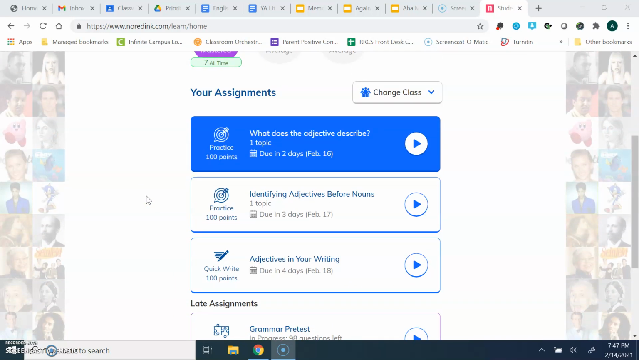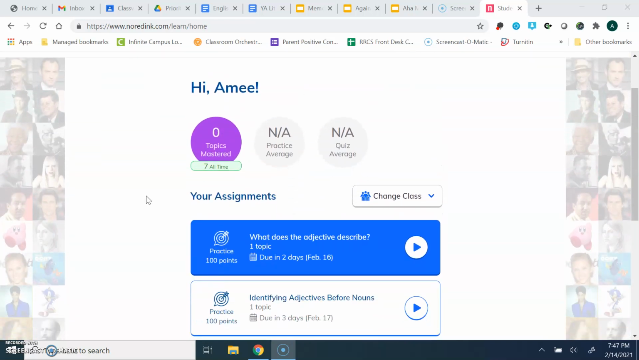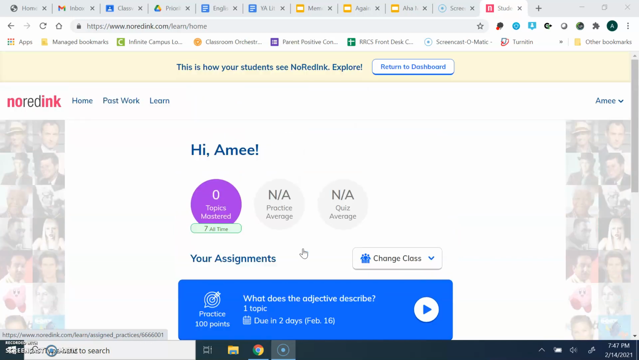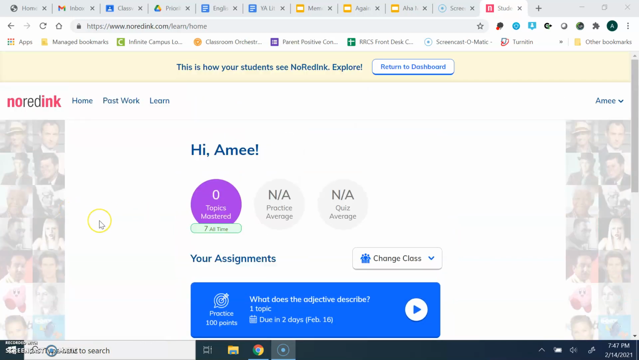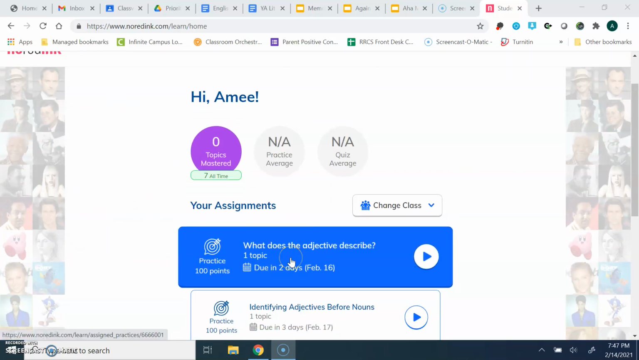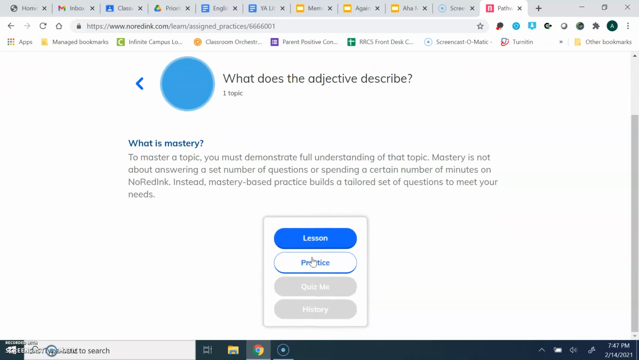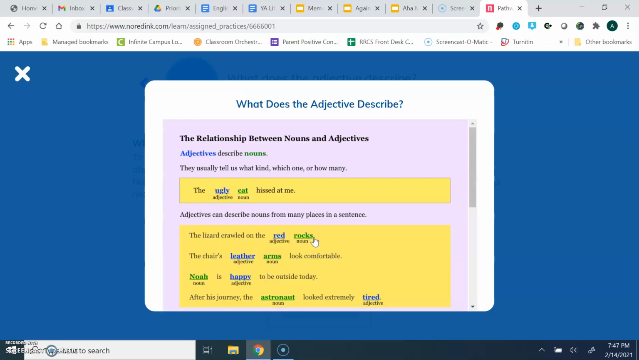All right, today's assignment is called What Does the Adjective Describe? So your page will look like my page when you go into NoRedInk. And you can click on this, What does the adjective describe? And then you can click on Begin. Now, you can go straight to the practice, straight to the assignment if you want to, but I recommend going to the lesson first and just kind of looking to see what they're going to expect of us.